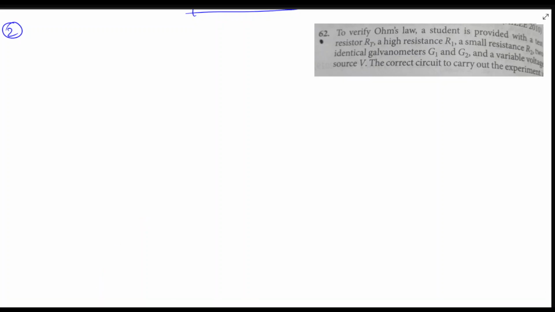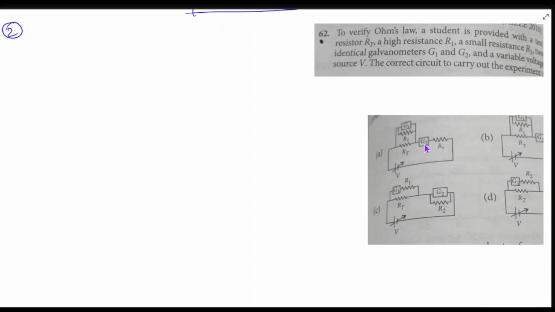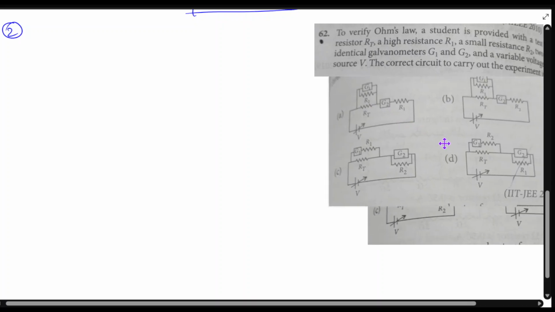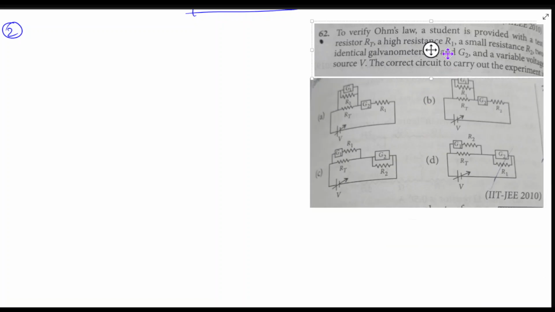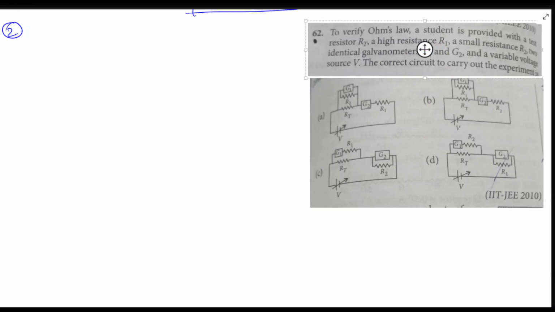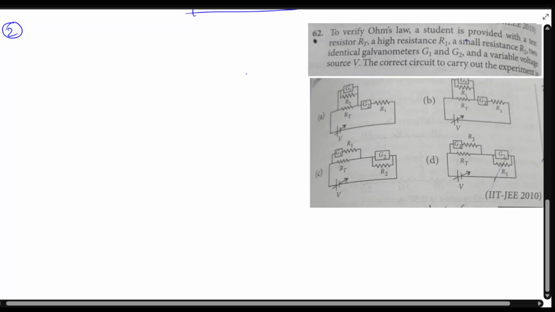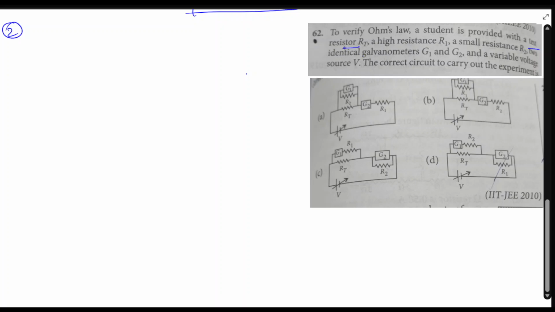So this is the other half of this question, right? We have, to verify Ohm's law, a student is provided with a test resistor. So we have a test resistor about which we have to prove Ohm's law, a high resistance R1 and a small resistance R2, and two identical galvanometers and a variable voltage V.